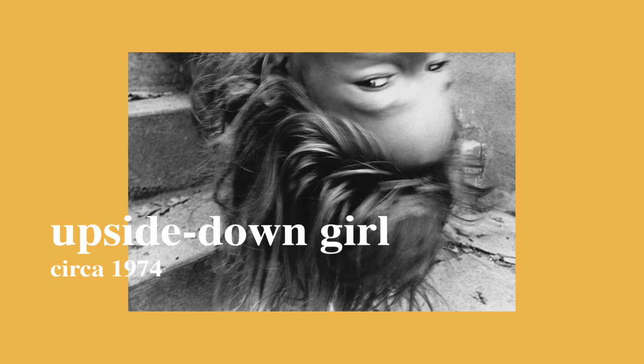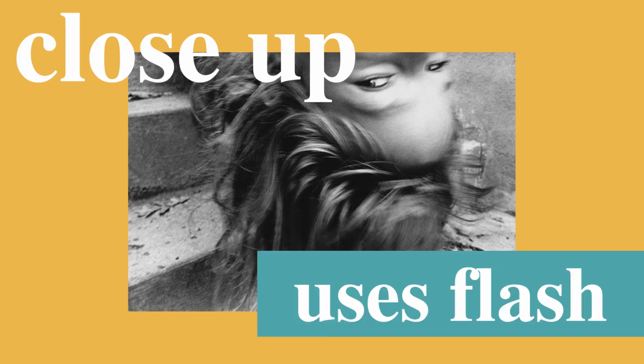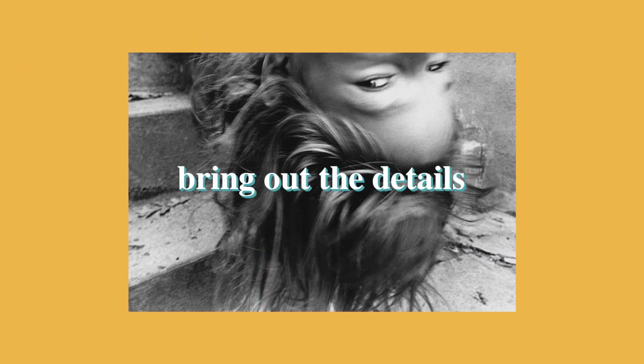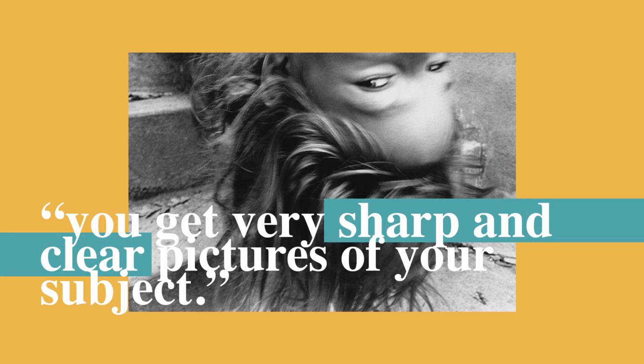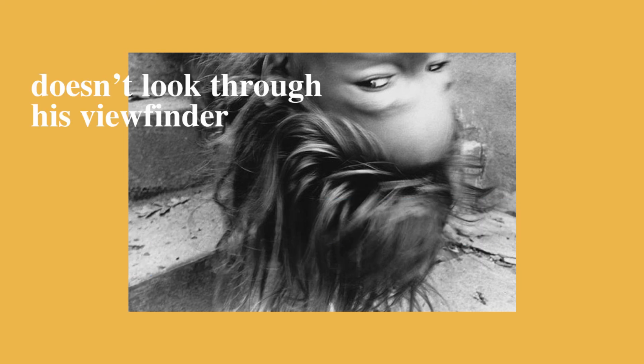This photo is called the Upside Down Girl. From the beginning, we can see that despite using the same application, Cohen's take on street photography is very different to Leiter's. A lot of Cohen's images are close-ups of his subject and use flash, which brings out a lot of details, and according to Cohen himself, you get very sharp and clear pictures of the subject. He also doesn't look through his viewfinder, which makes his photos seem a lot less simulated.